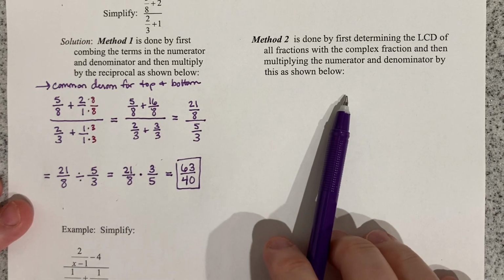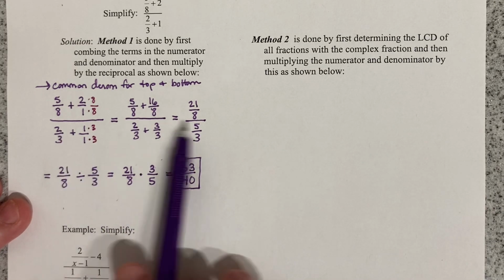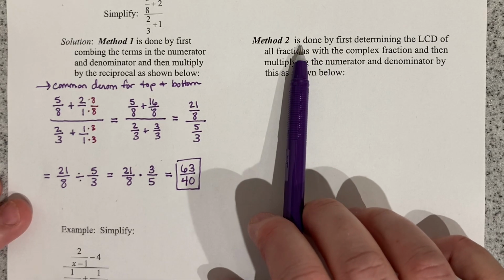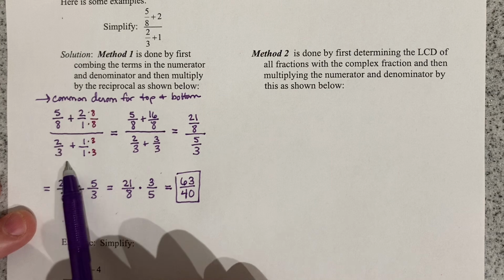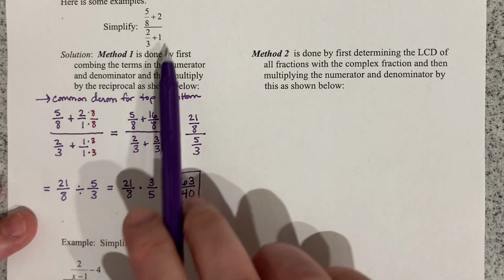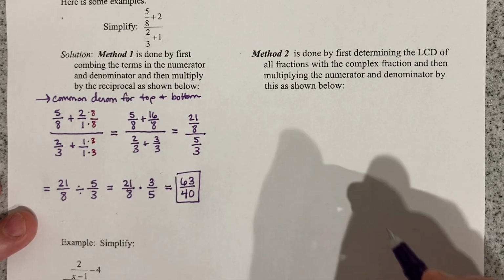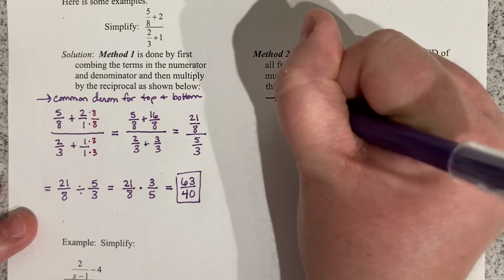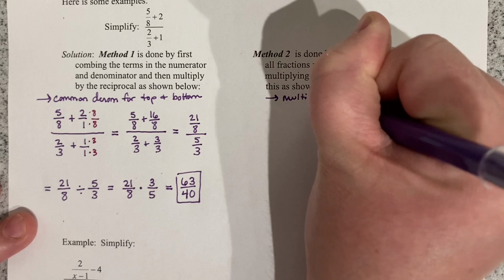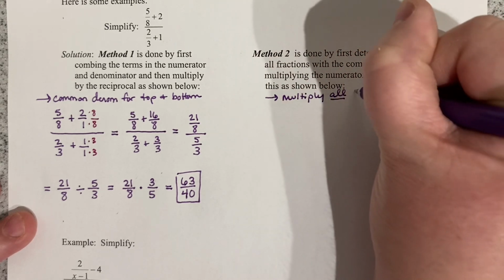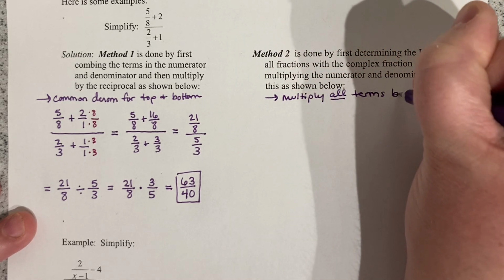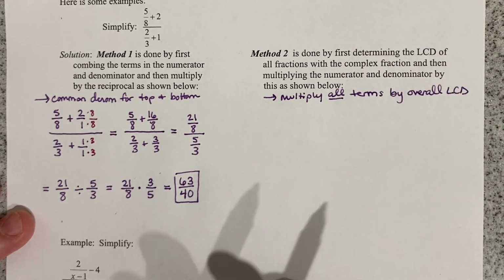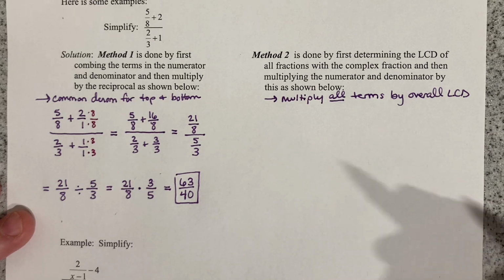Personally, I'm more of a fan of method 2 that we're going to see, but you can use either method for any problem. So method 2, instead of getting separate common denominators for the top and the bottom, we're going to find the overall LCD. So in this one, it's a little different because we multiply all terms by the overall LCD. We're not going to do the top and bottom separately. So let's see what that looks like.